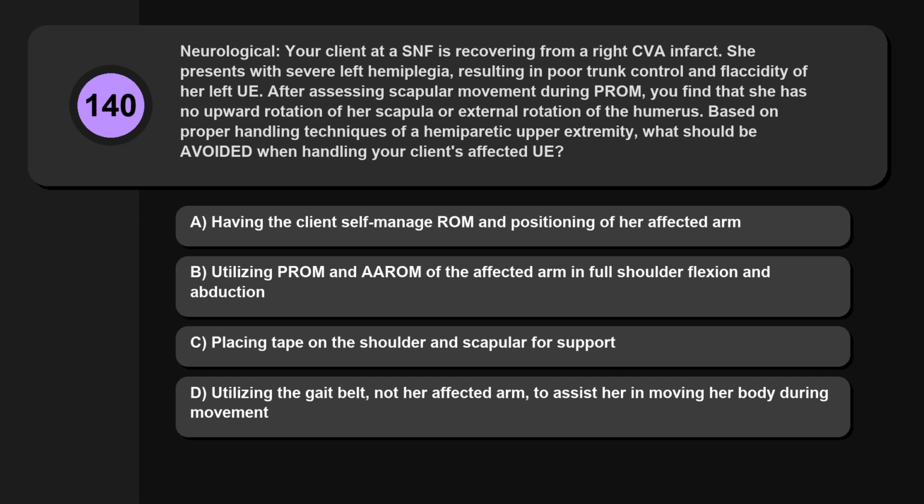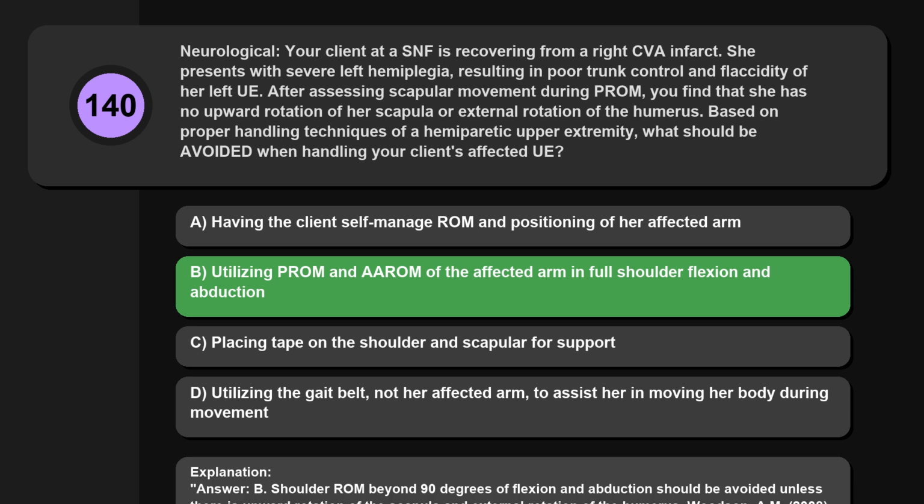Option B, utilizing PROM and AROM of the affected arm in full shoulder flexion and abduction. Option C, placing tape on the shoulder and scapula for support. Option D, utilizing the gait belt, not her affected arm, to assist her in moving her body during movement. The correct answer is option B, utilizing PROM and AROM of the affected arm in full shoulder flexion and abduction. Answer B. Shoulder ROM beyond 90 degrees of flexion and abduction should be avoided unless there is upward rotation of the scapula and external rotation of the humerus.